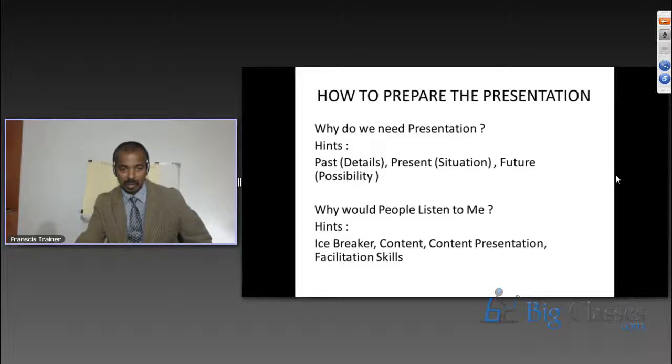And then we spoke about this very, very important point, that when you are preparing the presentation, something should be an icebreaker. If you look over here, this is what I'm talking about. Why people would listen to you as a presenter, because you should put some content over there which is an icebreaker.